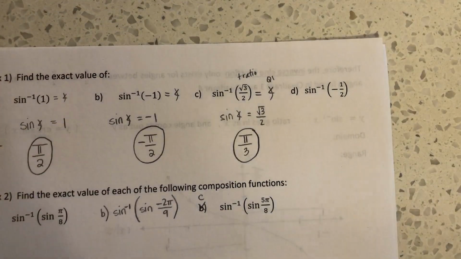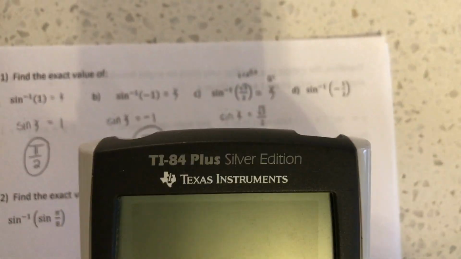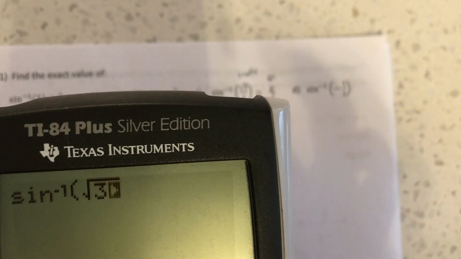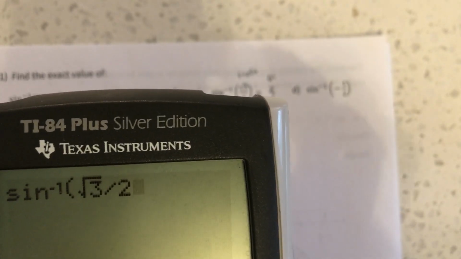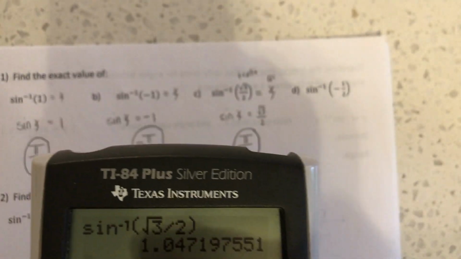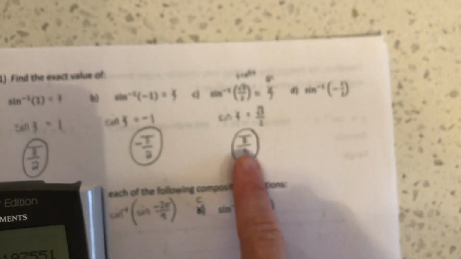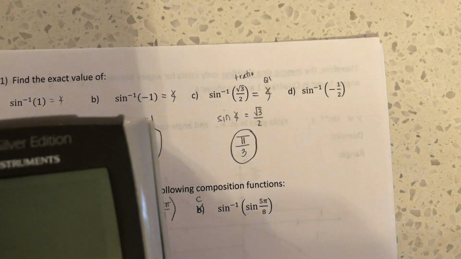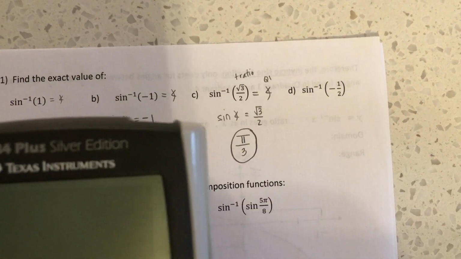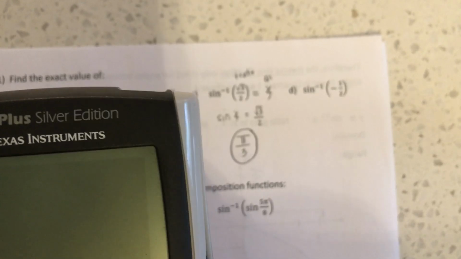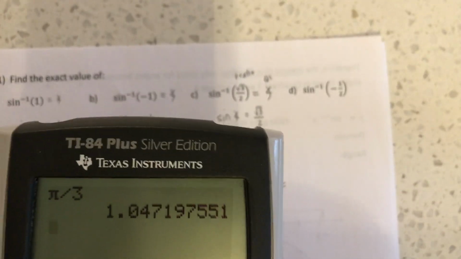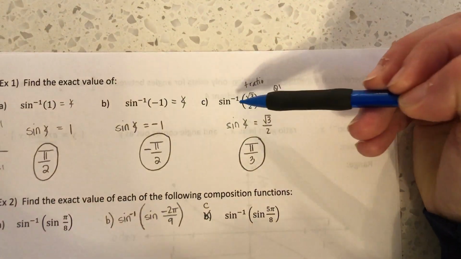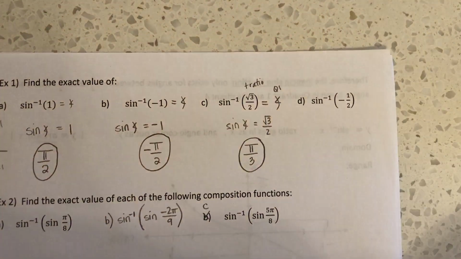And again, if you ask your calculator, what is the inverse sine of second root 3 divided by 2, hit enter, it tells you it's about 1.04 radians. Well, guess what pi divided by 3 is? It's 1.047. That is the answer to this question. If you plugged this ratio into the inverse sine, it's going to spit out pi over 3 as the angle.